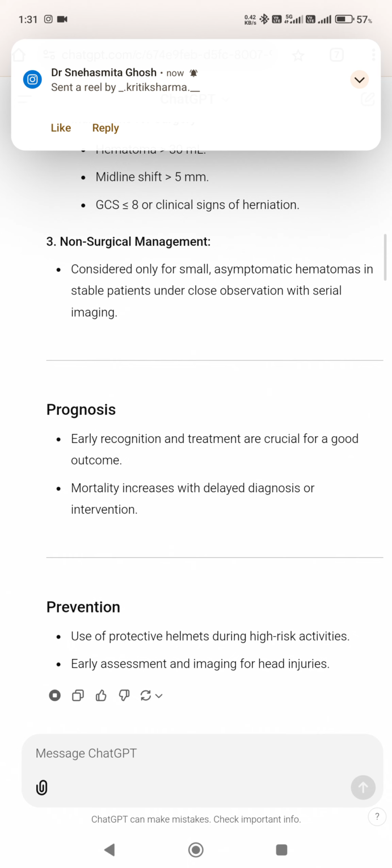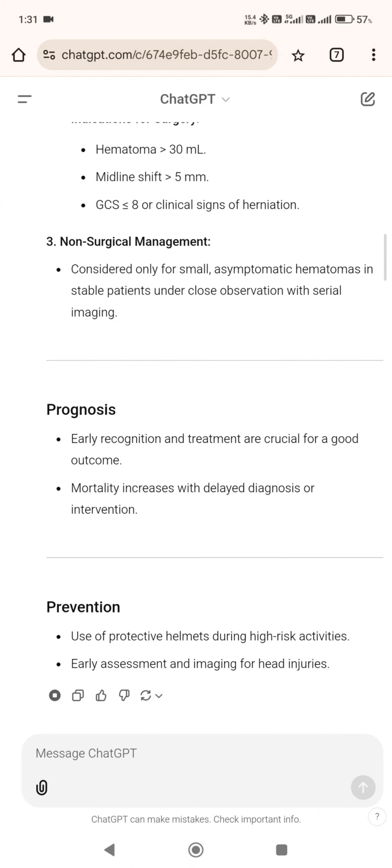Prognosis. Early recognition and treatment are crucial for a good outcome. Mortality increases with delayed diagnosis or intervention. Prevention. Use of protective helmets during high-risk activities. Early assessment and imaging for head injuries.